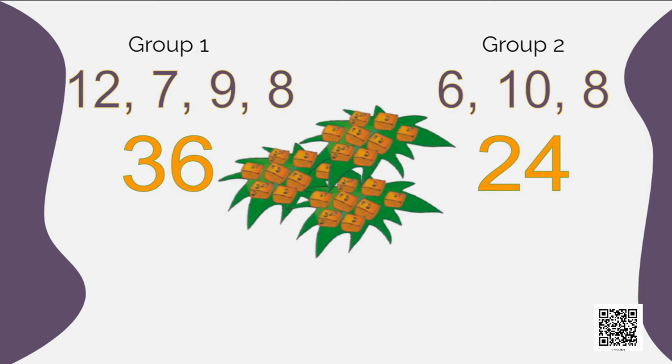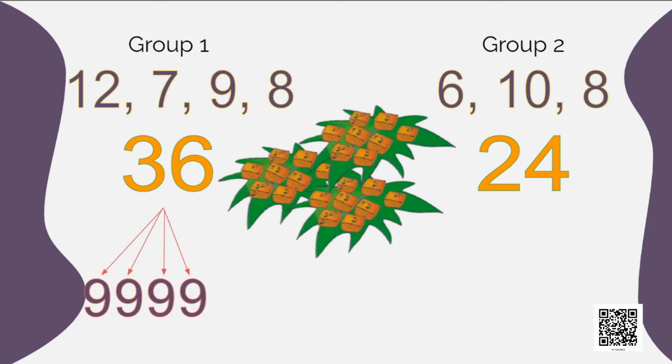But what if they had not exchanged? Then how many pieces will each group get when they share equally among themselves? So group 1 has 36. When they share it among themselves, they'll get 9 each. And group 2 will get 8 each.